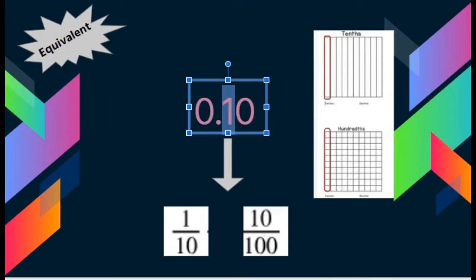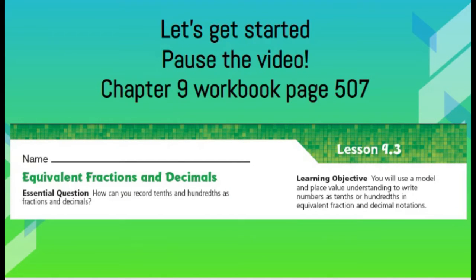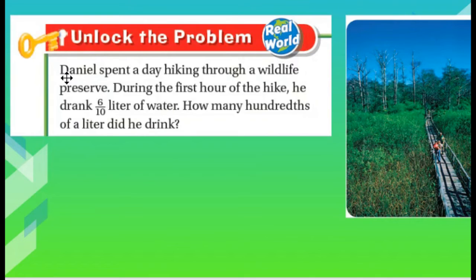So now that we have that knowledge, let's go ahead and get started in our workbook. So go ahead and pause the video and make sure that you are on Chapter 9 workbook, page 507. It should look like this with lesson 9.3 at the top. And once you're ready to go, make sure that your finger is on Unlock the Problem where it starts with the name Daniel. And yes, we do have a Daniel in our 4th grade. Hi, Daniel. This lesson is just about you, I guess, today. All right, go ahead and read it to yourself, and then I will read it with you.